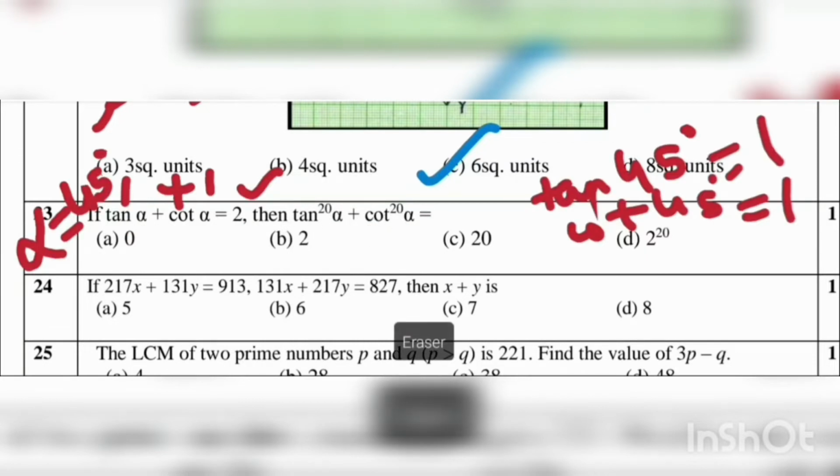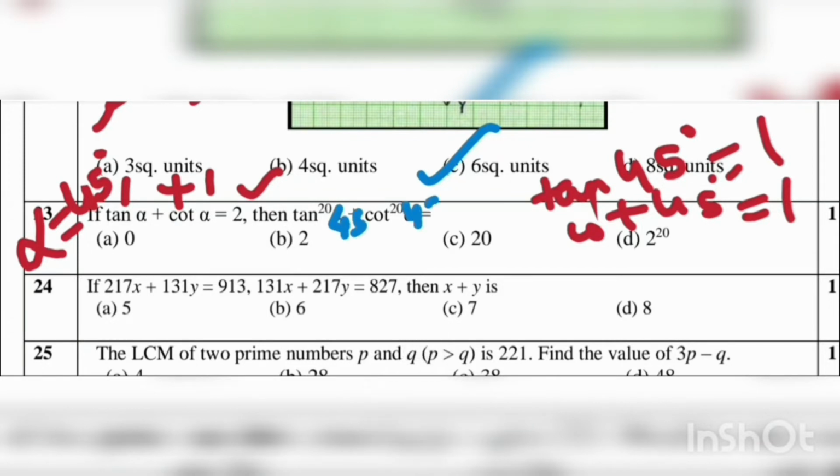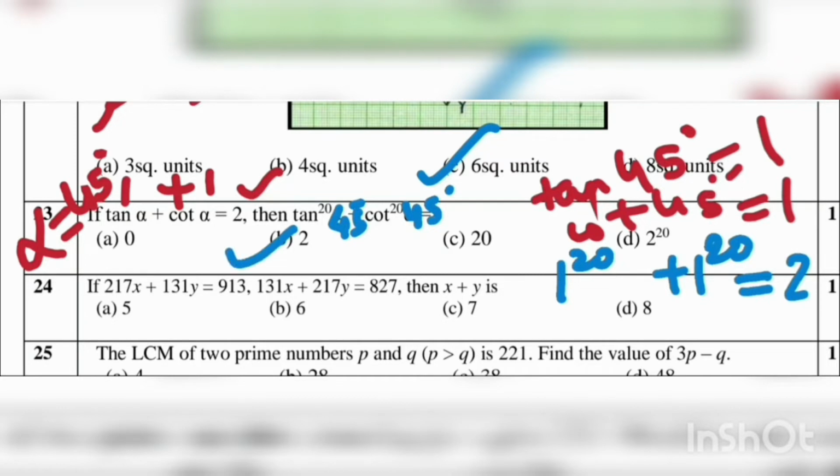Now here, if we take alpha as 45, here also 45 degree. So we know tan 45 is 1. So it will become 1 raised to power 20 plus 1 raised to power 20. Any power of 1 will always give us 1. So it will become 1 plus 1, 2. So again the answer will be 2. Option B.